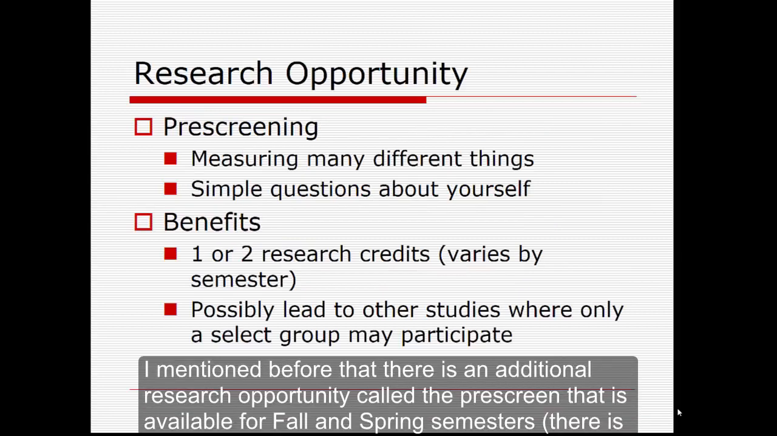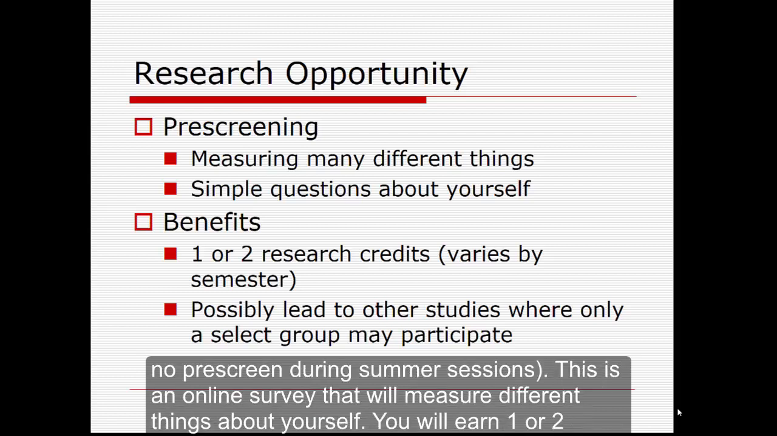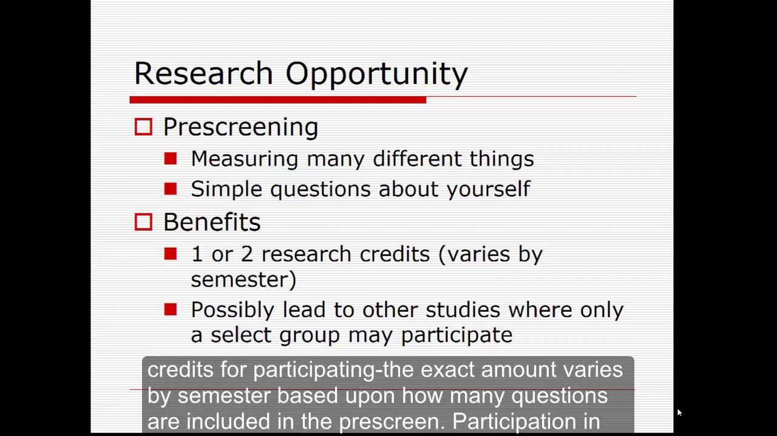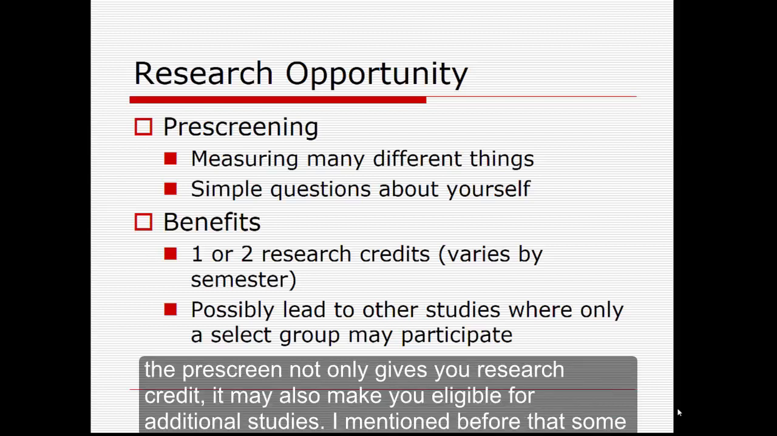As I mentioned before, there is an additional research opportunity called the pre-screen that is available for fall and spring semesters. There is no pre-screen during the summer sessions. The pre-screen is an online survey that will measure different things about yourself. You will earn 1 or 2 credits for participating. The exact amount varies by semester based upon how many questions are included in the pre-screen. Participation in the pre-screen not only gives you research credit though, it also may make you eligible for additional studies.